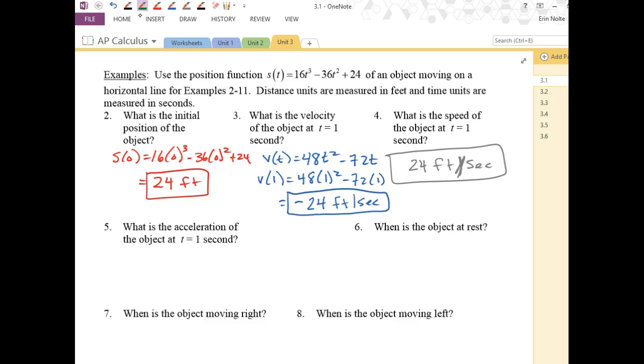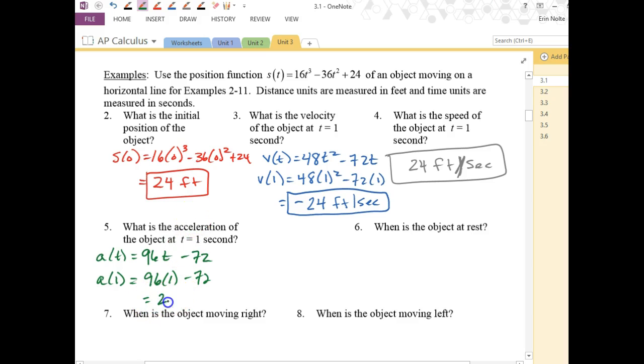Acceleration. So how do I find acceleration? Derive the velocity. If I derive the velocity, I need the derivative of 48t squared. 48 times 2, 96t minus 72. Everybody good there? And then I plug 1 into that to find it at time 1. So 96 minus 72.